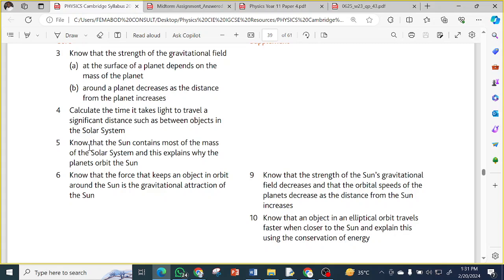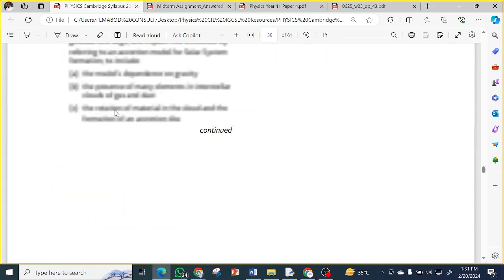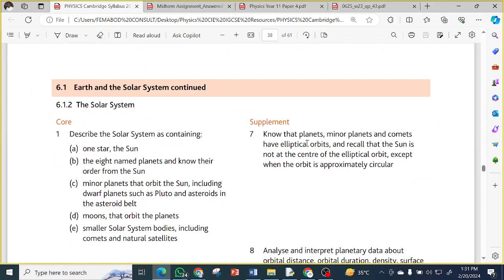Then we should also know that the force that keeps objects in orbit around the sun is the gravitational attraction of the sun. That's just an emphasis of what I just mentioned.